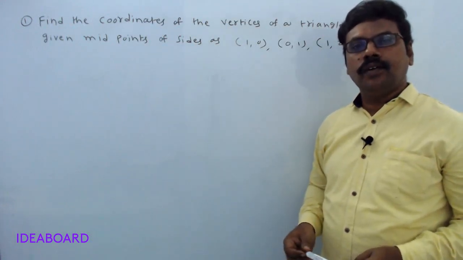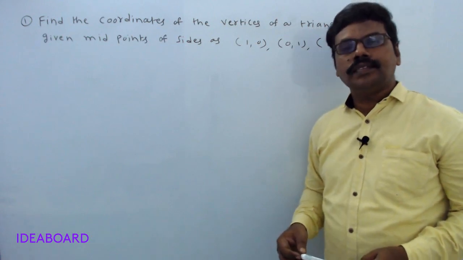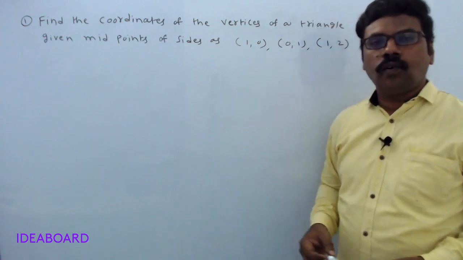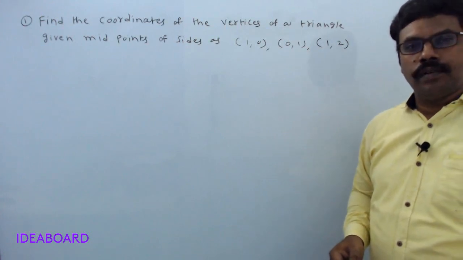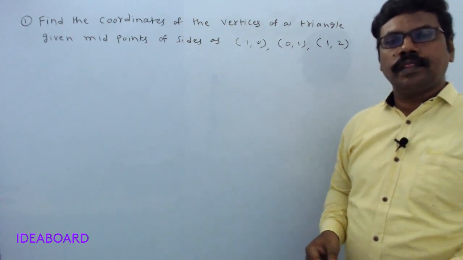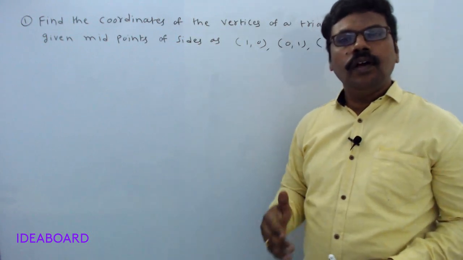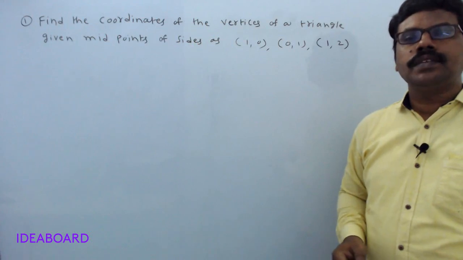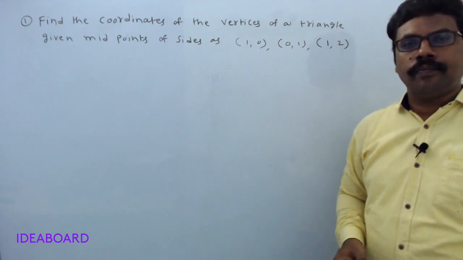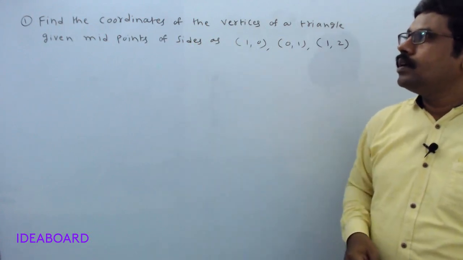In the previous video, we discussed the nature of triangle, nature of quadrilateral and missing coordinates in a parallelogram. Today, I am going to explain the problems related to nature of triangle, nature of quadrilateral and missing coordinates in a parallelogram. Now come to the first problem.